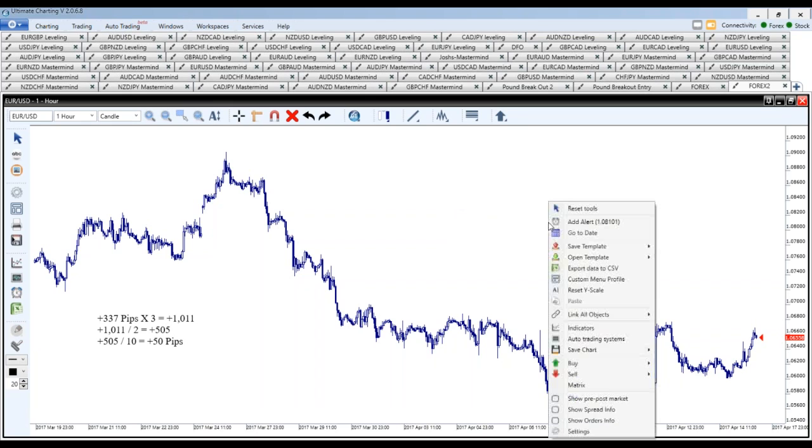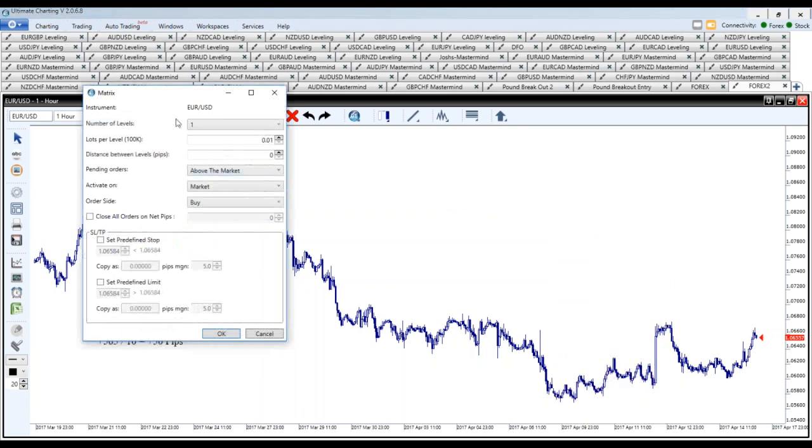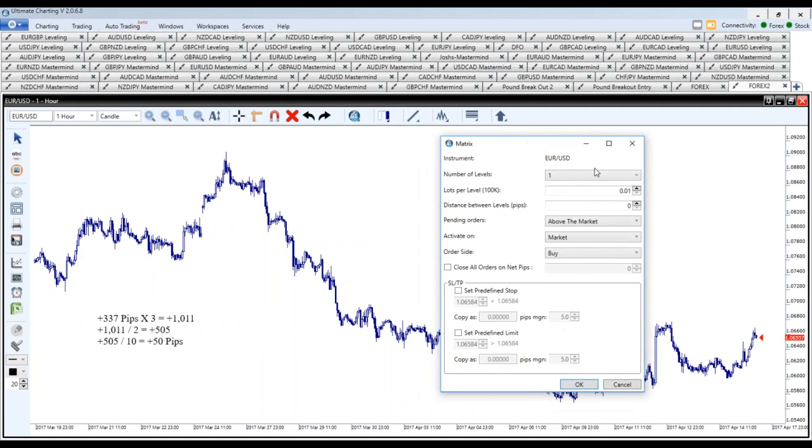We're going to right-click on the charts, and you see where it says matrix? I'm the only one that has the matrix available, but I'm going to make it available to you. So I'm going to left-click over matrix, and I'm going to fill in my information. Now remember, if you are a mastermind trader, a leveling trader, or a target trader, this is a must-have tool for you. This is going to make your life super relaxed and super simple with the way that you like to trade.